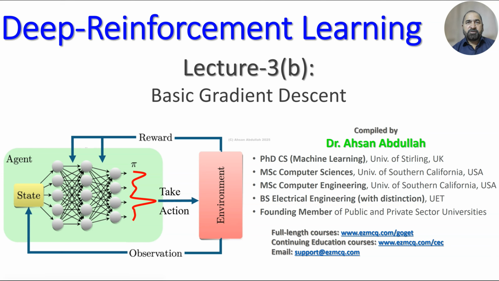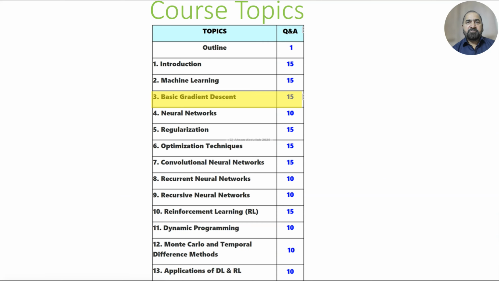So we move ahead with the topic, the lecture 3B, using the specialized learning management system easymcq.com/goget. So we have the list of topics on the screen, and we are at the third topic, which is the basic gradient descent, which consists of 15 Q&A.